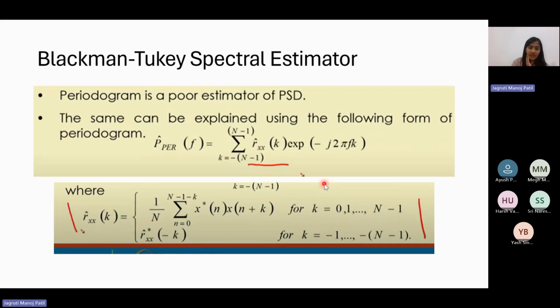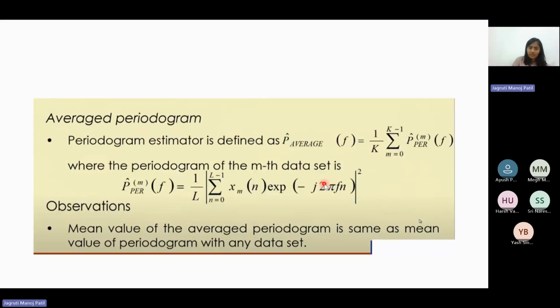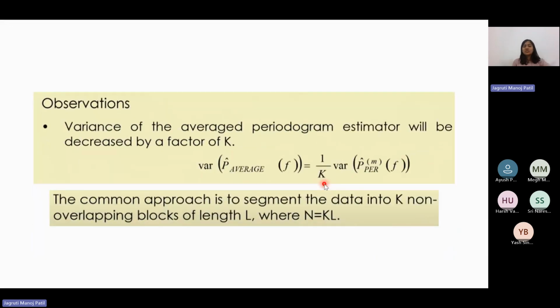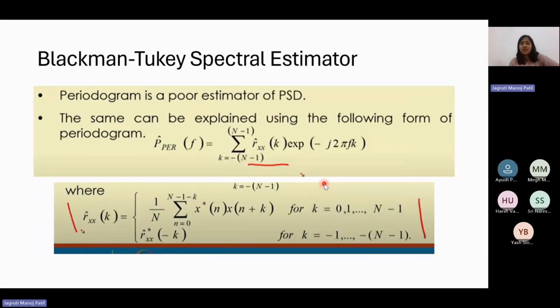So this was all about the periodograms and how people went from normal periodogram estimation to the average periodogram estimators. After that, one such technique was the Blackman-Tukey spectral estimator. So what was the major idea here? Blackman and Tukey saw that the periodogram was a poor estimator for PSD, so they should do something else about that.